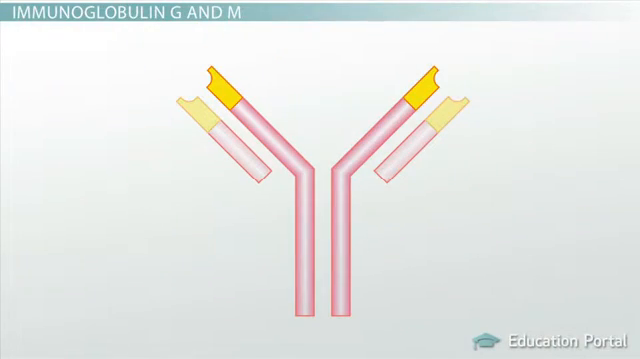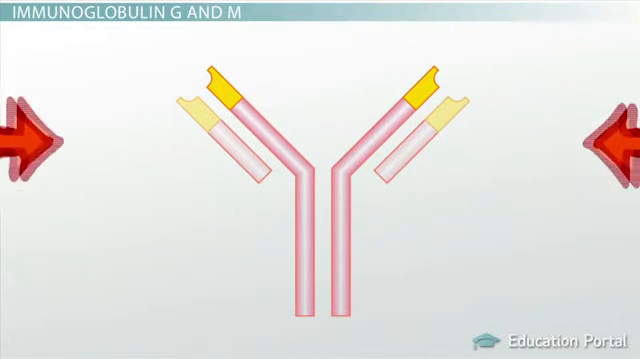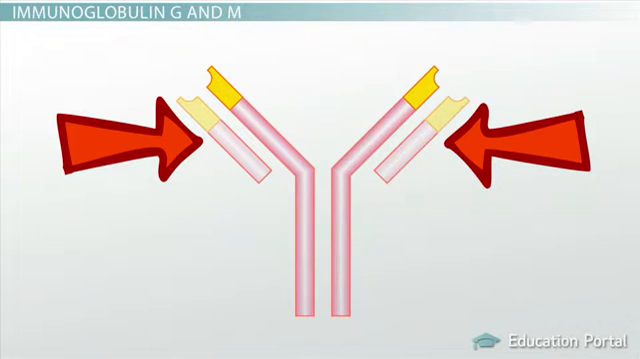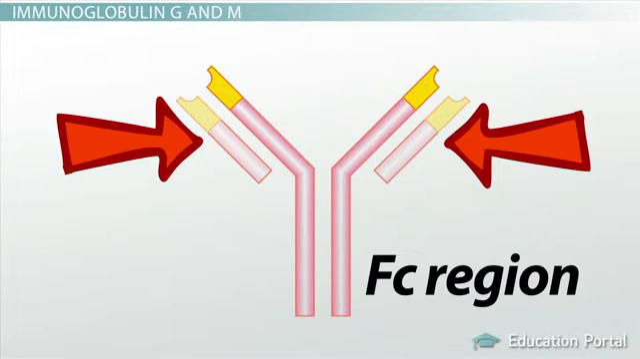In addition, IgG is the stereotypically Y-shaped looking antibody. It has 2 arms, which bind to an antigen, and 1 tail, the Fc region, which can be used for identification by our white blood cells.